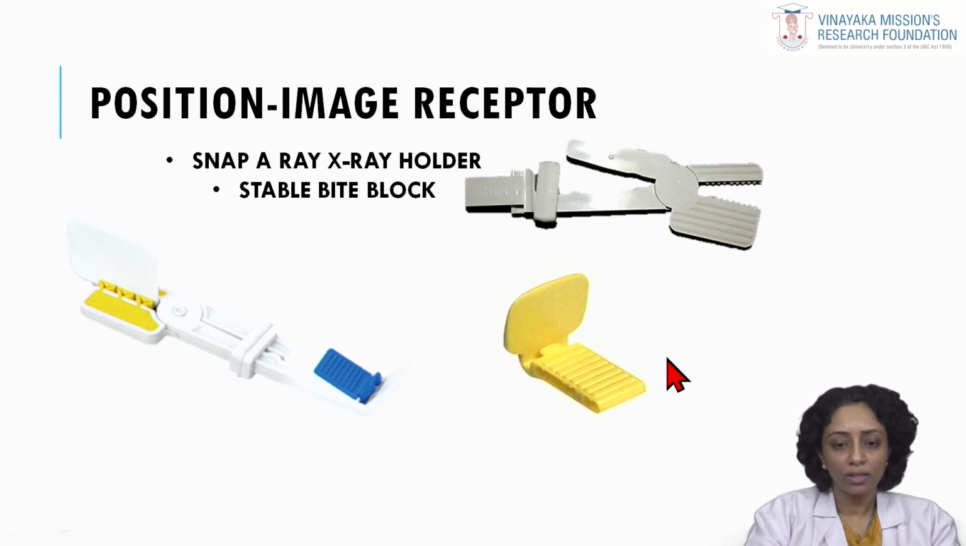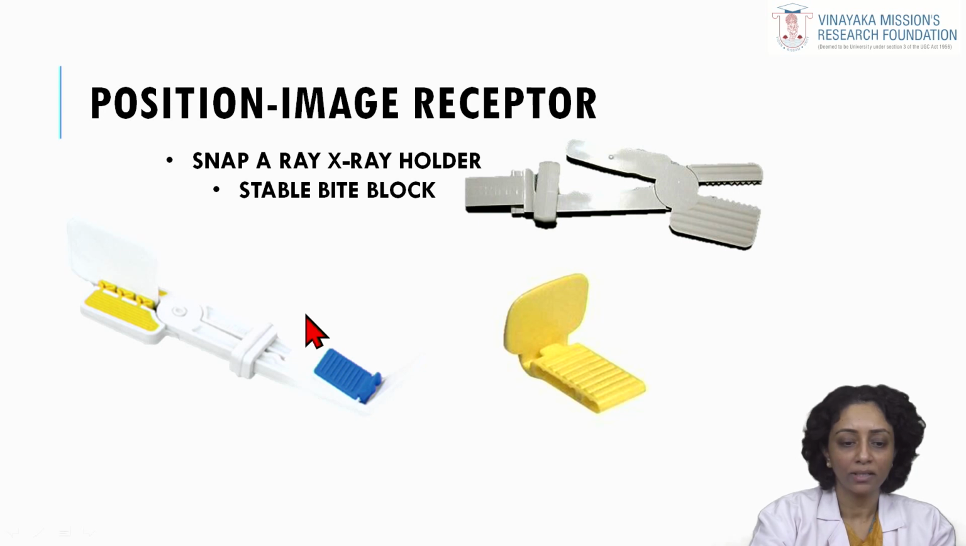So to acquire all these images, we need an image receptor. The image receptor is commonly known as the dental X-ray film, which is held inside the oral cavity for a bisecting angle technique using holders. One such holder is called the snap-a-ray X-ray holder, and the other is the stable bite block. So these are the two instruments or devices required to place the film inside the mouth so that it is stably placed inside the oral cavity.